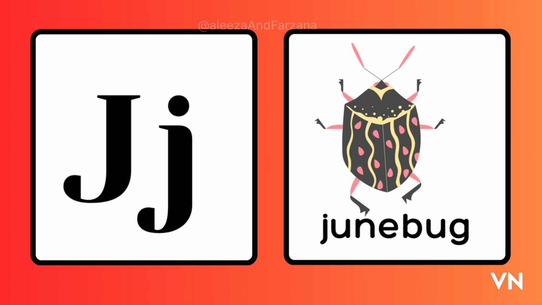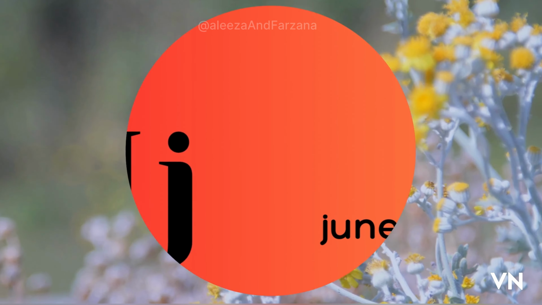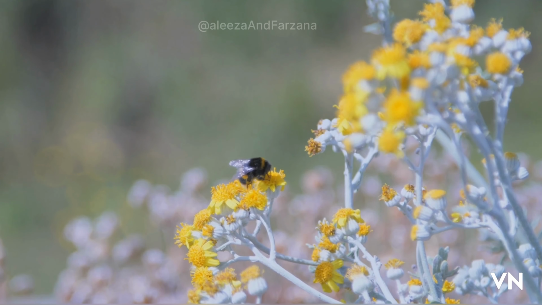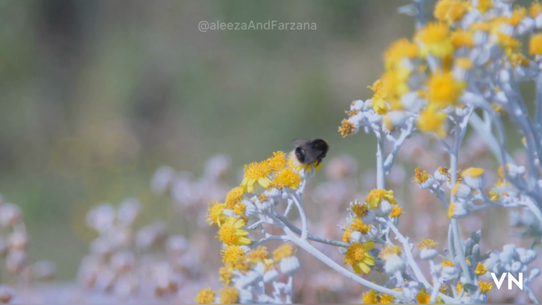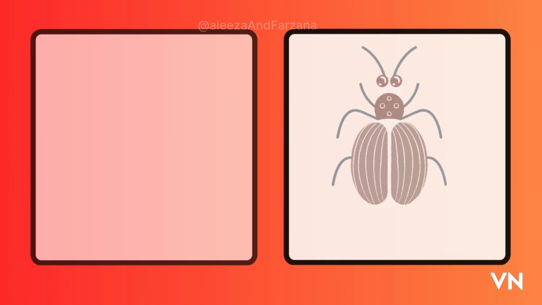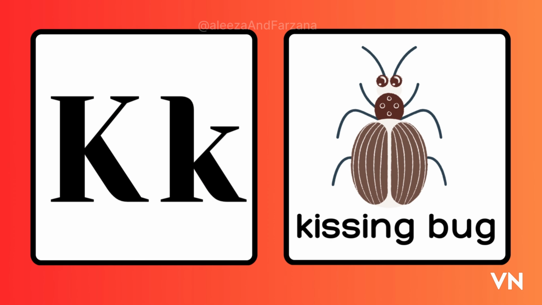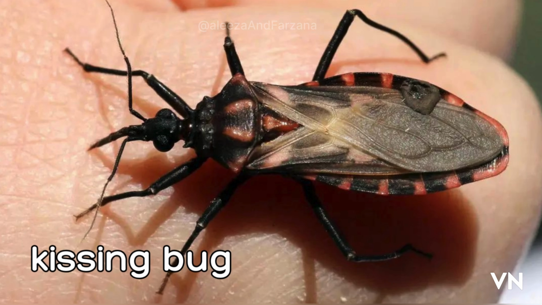J. J is for June bug. June bug. Say with me. J is for June bug. K. K is for kissing bug. Kissing bug. Say with me. K is for kissing bug.